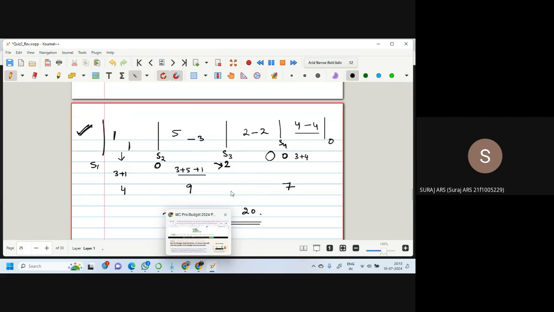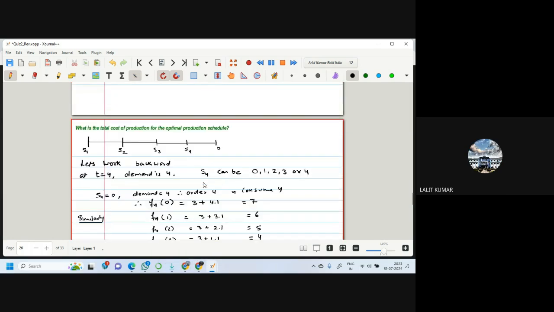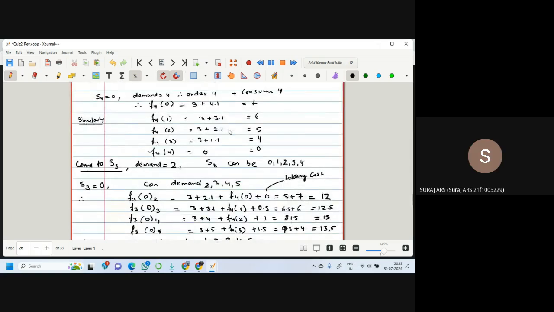Does anyone have a doubt in this question? They ask only initial states and total cost. I'll share the question with you. They have asked what is the total cost of production for the optimal production schedule. So that is 20. Very nice.